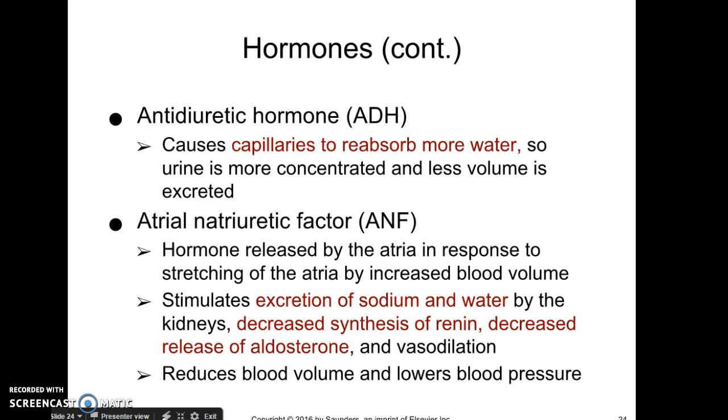And ANF is different. It's caused by the release from the atrium in the heart. It stimulates the excretion of sodium and water by the kidneys and decreased synthesis of renin and decreased release of aldosterone, vasodilation. So this ANF will result in a reduced blood volume and lower the blood pressure. And it's caused when that atrium of the heart senses, uh-oh, we're under too much pressure. We need to reduce the pressure.